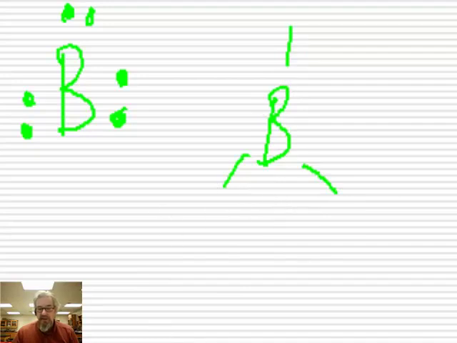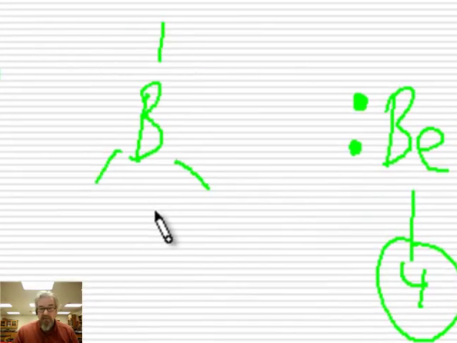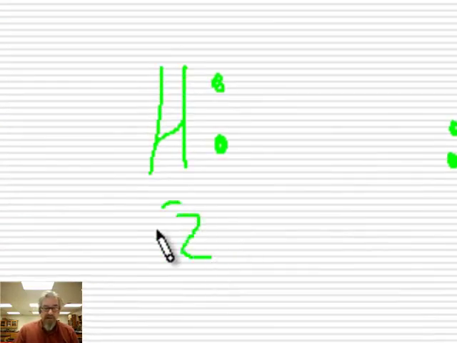And then a third exception is beryllium. Beryllium has 2 valence electrons, and again, it's not big enough to support a full octet. Its nucleus can only really keep 4 electrons around it. So this requires a full quartet. So beryllium is stable with 4 electrons, boron stable with 6 electrons, and hydrogen stable with 2 electrons.